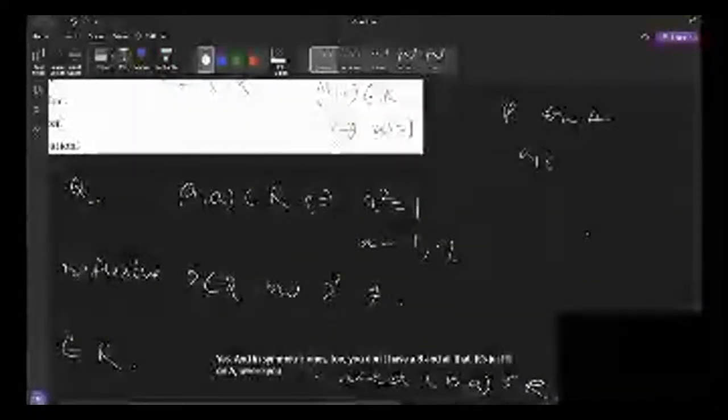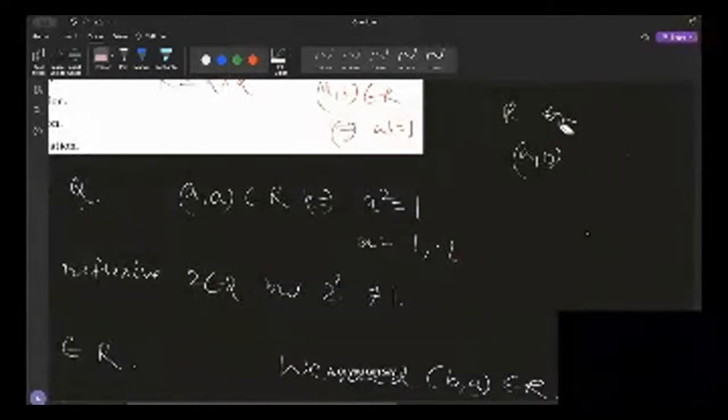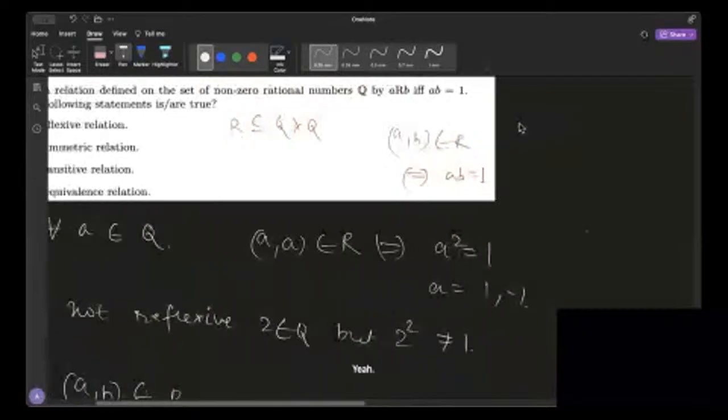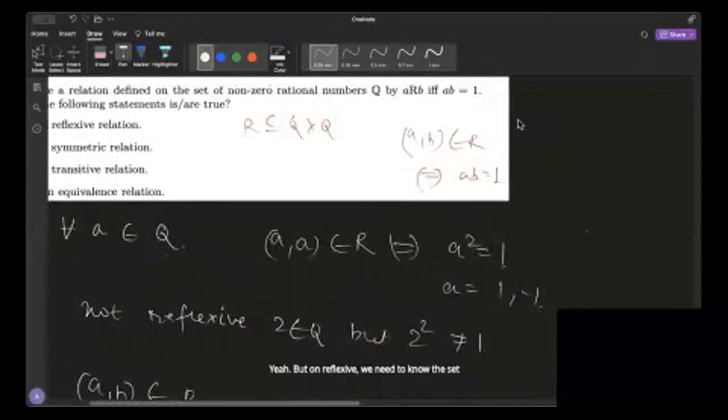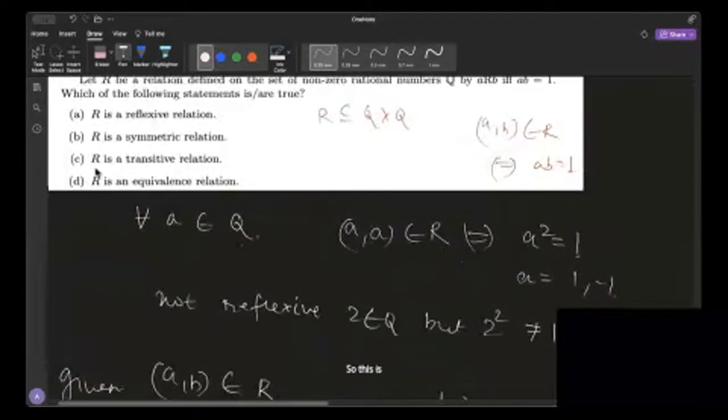It's just R on A where both a, b are coming from A. We don't need the sets here. It's simply if AB is there, then BA should be there. But for reflexive, we need to know the set on which the relation is defined. So this is incorrect. This was correct.